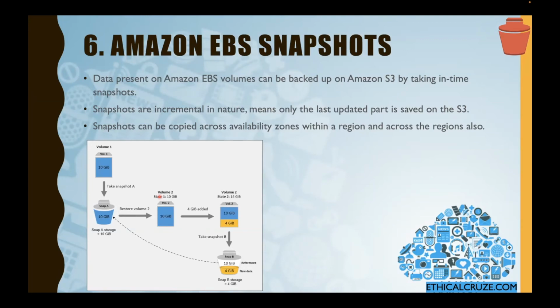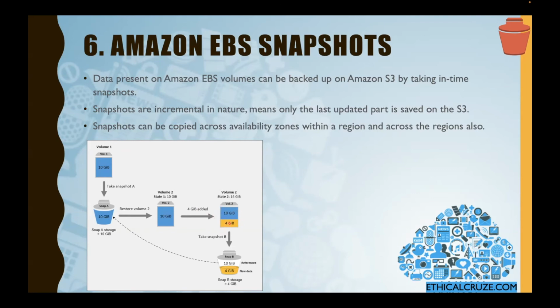You can see in this diagram how snapshots are implemented in an incremental nature. First of all, there is a volume 1 of 10 GB, and when we take a snapshot of it, we get this snapshot A, which is stored in S3. Then we restore an EBS volume from this snapshot, and call it volume 2. Now we have changed the data and added 4 GB to it, so the total volume has become 14 GB.